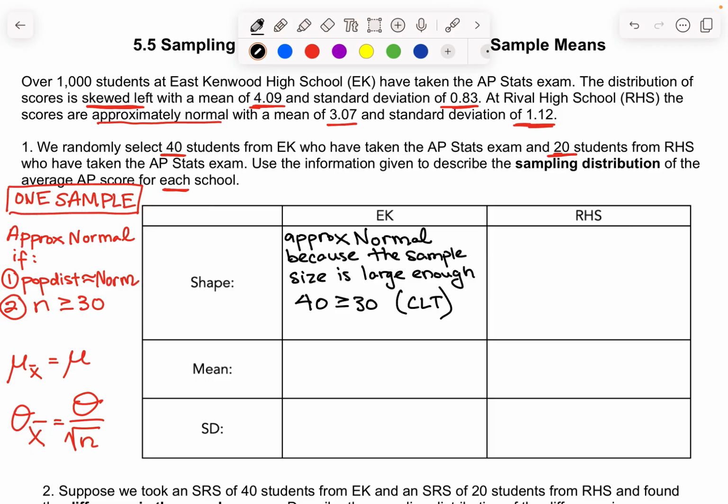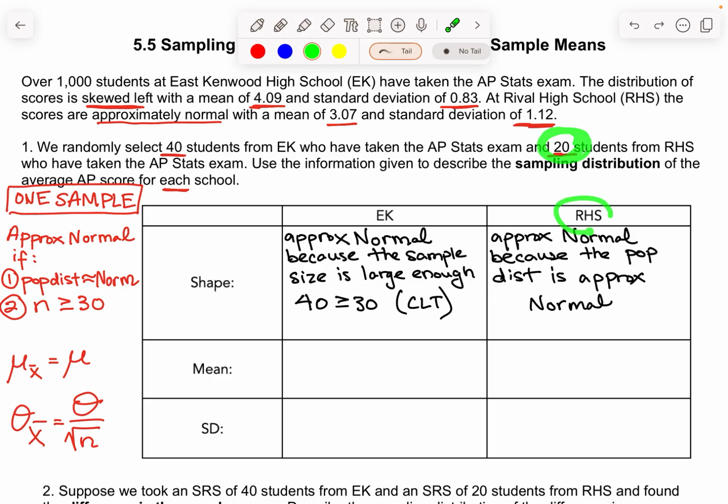Okay, what about RHS? Well, for RHS, they told us that their scores are approximately normal. So we're guaranteed that the sampling distribution for RHS will also be approximately normal, because the population distribution is approximately normal. So it does not matter how big our samples are. It doesn't matter that we're only going to be taking samples of size 20 from RHS. We could take samples of size 2. It would still be normal. It's guaranteed.